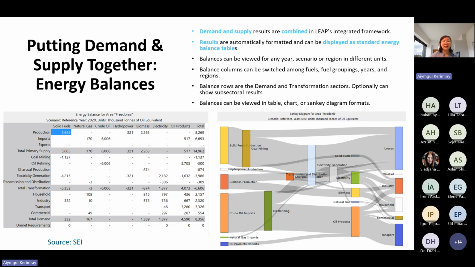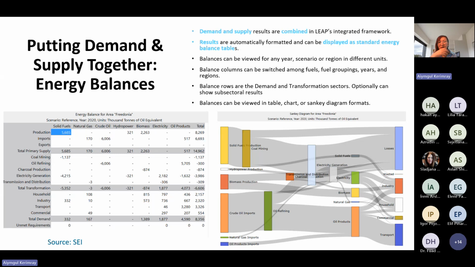LEAP projects energy balance, and the user has to provide the energy balance for the historical year. And these Sankey diagrams are very helpful visualization tools to understand the energy balance. You can see on the right side, these are demand sectors. In the middle, it is transformation sectors, and on the left-hand side, this is supply.